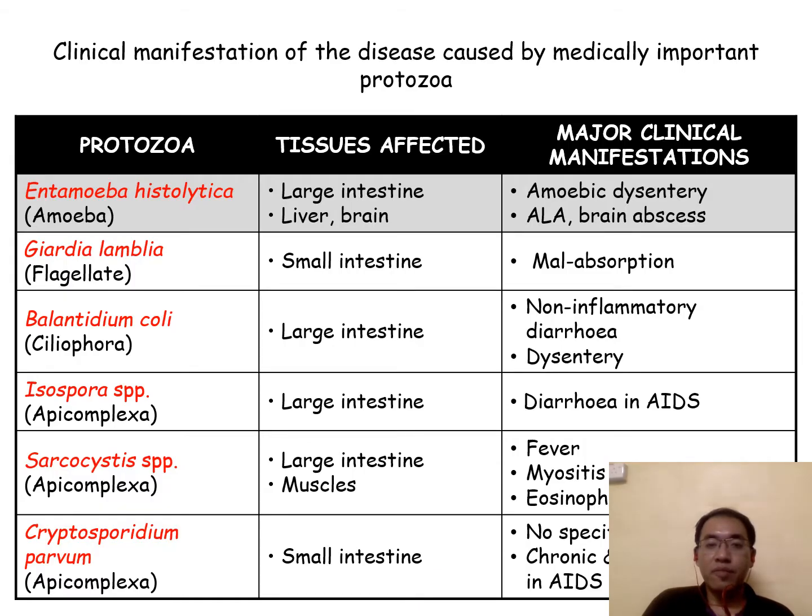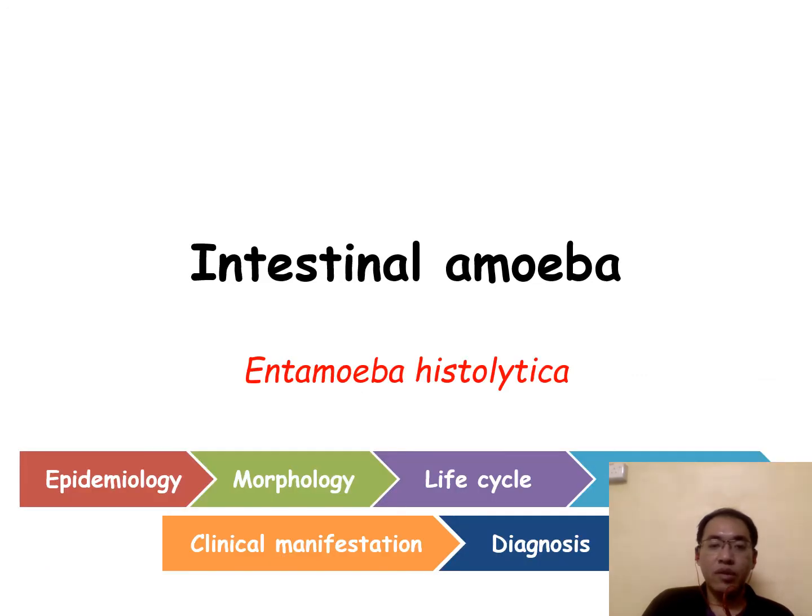These are the medically important protozoa that we will cover in this course. Our focus for this session will be Entamoeba histolytica. These are parasites that affect the large intestine, liver, lungs, or brain. So the major clinical manifestations can be amoebic dysentery, amoebic liver abscess, or brain abscess. For this lecture, we will look into the epidemiology, morphology, life cycle, pathogenesis, clinical manifestation, and diagnosis of the parasite.